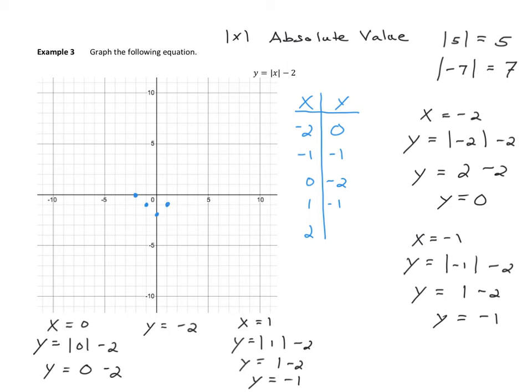We have one last number that I chose, and that was when x is equal to 2. The corresponding y value would be the absolute value of 2 minus 2. The absolute value of 2 is 2. And if you subtract 2 from 2, you get 0. So for the last one, the corresponding y value is 0. That means you go over 2, but you don't go up or down. And so you get this spot right here.